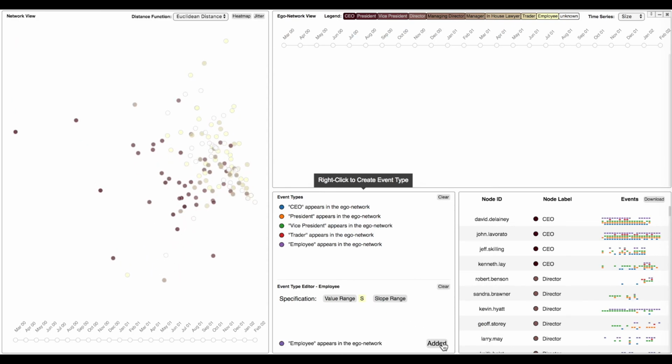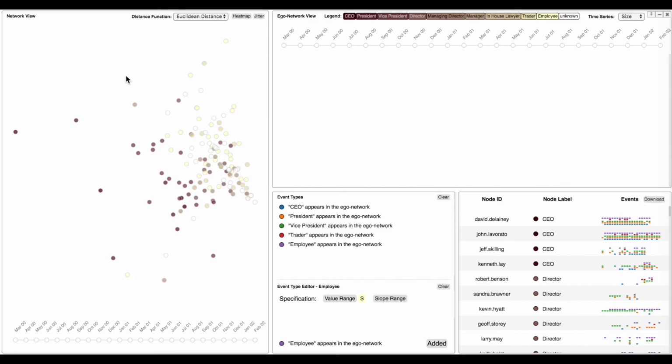The spatial layout seems to be divided into two halves. The upper half contains paler dots that represent lower-level employees, and the lower half contains darker dots that represent upper-level employees. A pattern of the lower half is that many ego networks have more blue, orange, and green pixels than red and purple pixels. This indicates that upper-level employees tend to communicate more with CEOs, presidents, and vice presidents.